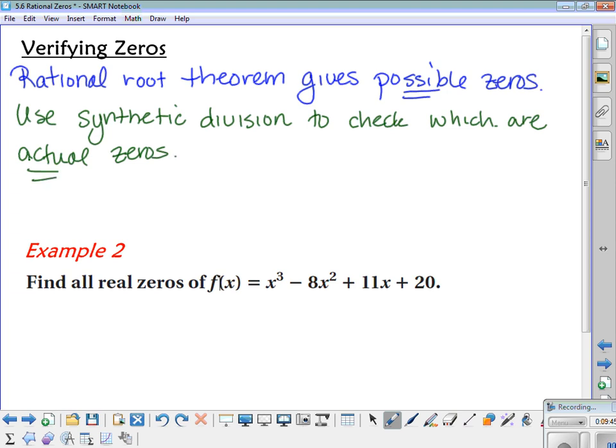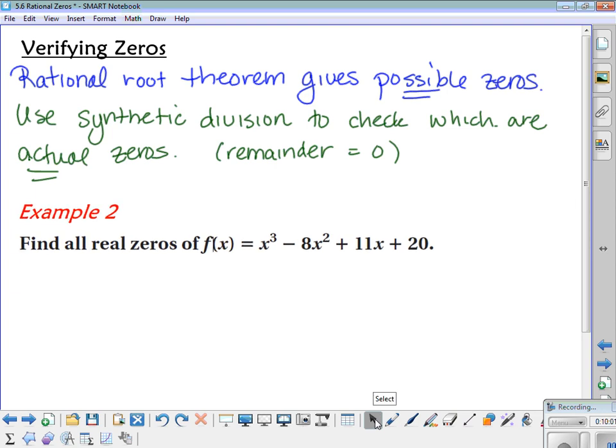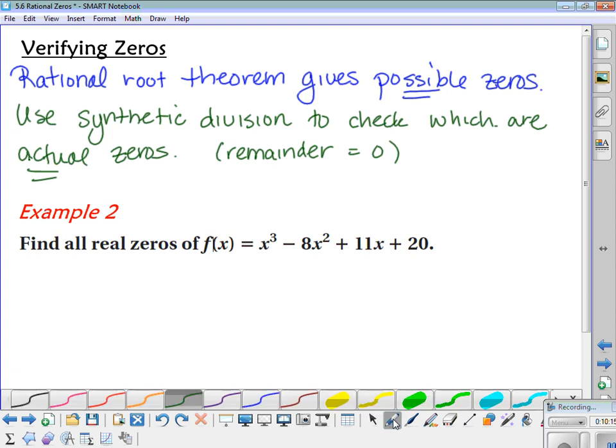Okay, so if it's a root or a zero, what's my remainder going to have to be? The remainder has to be 0. So if I plug it in and do synthetic division and I get a remainder of 0, then I know that I've found one of the roots. So for example 2, we're going to find all of the real zeros for f of x equals x cubed minus 8x squared plus 11x plus 20. So first I have to think about what are my possible roots.